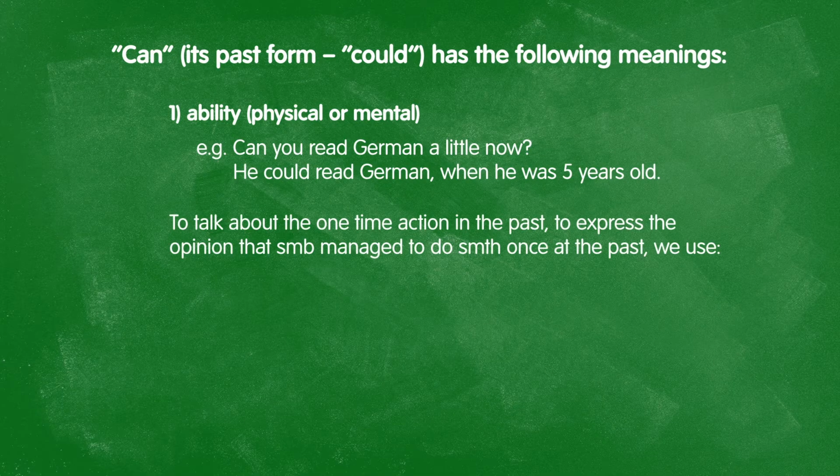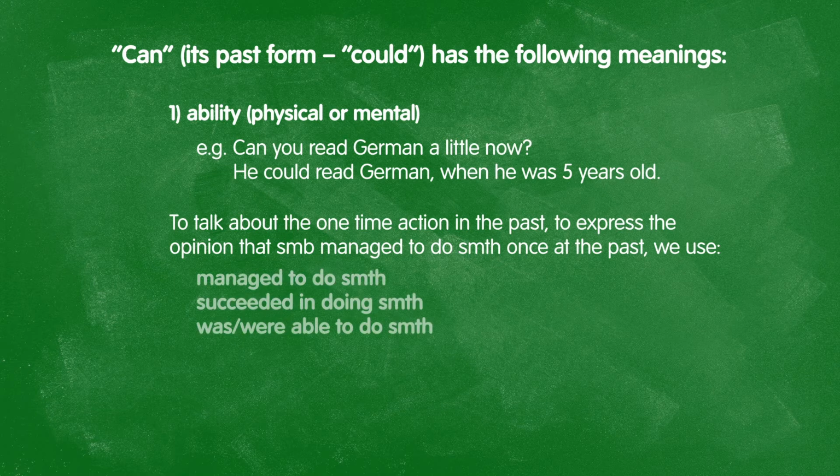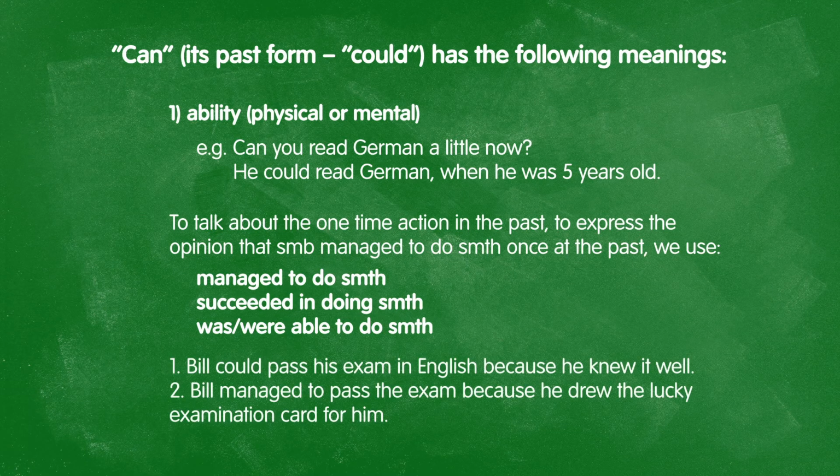However, if you're talking about events that only happened once in the past, or maybe only a few times, we should not use could. Instead, we should use the phrases managed to do something, succeeded in doing something, or was or were able to do something. Just like in the examples, Bill could pass his exam in English because he knew it well. Here, this is incorrect because Bill only took the exam once.